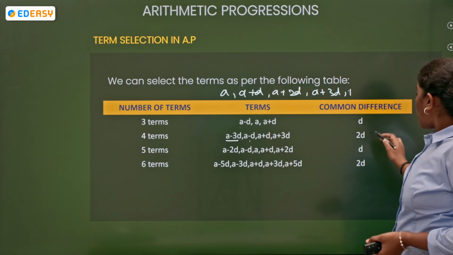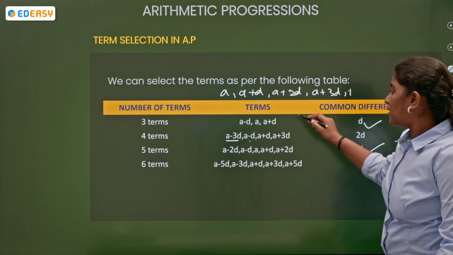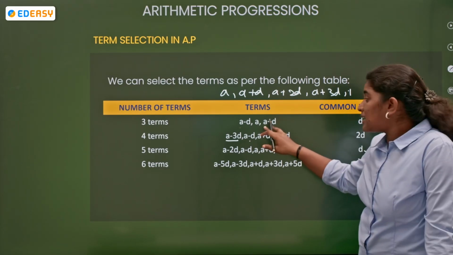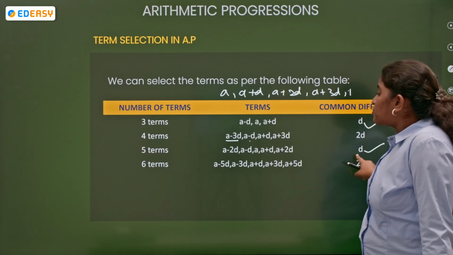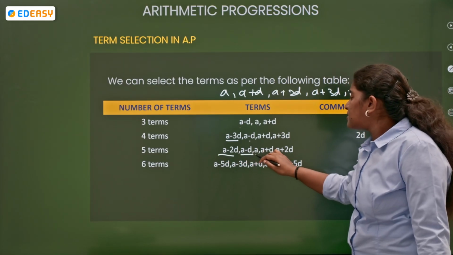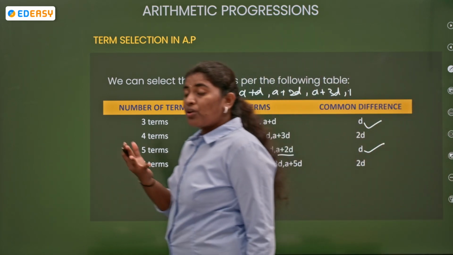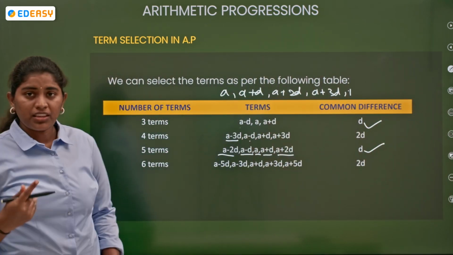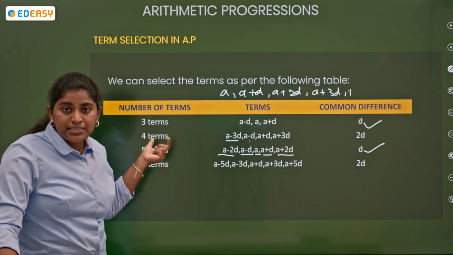With the common difference d, if you observe, we are going to consider the terms as a minus d, a and a plus d. And with the difference of d, with 5 terms, we are going to consider a minus 2d, a minus d, a, a plus d and a plus 2d, as you want the 5 terms. Understood? So here how can we differentiate these?